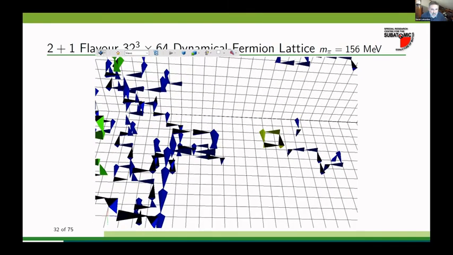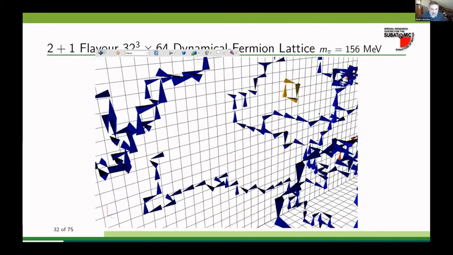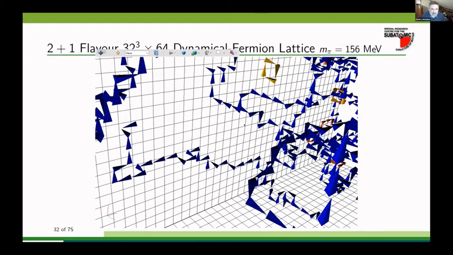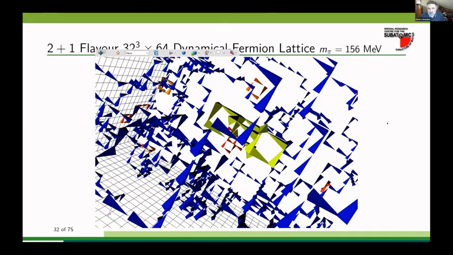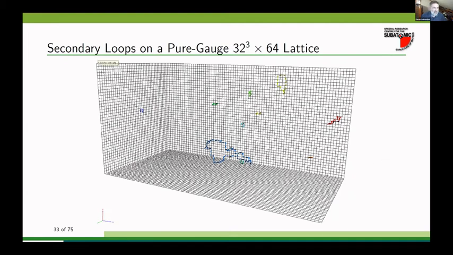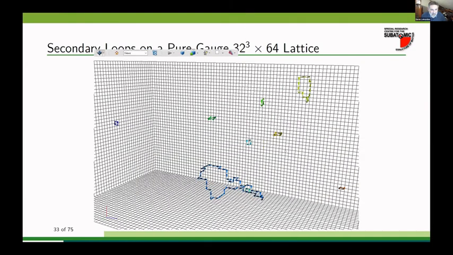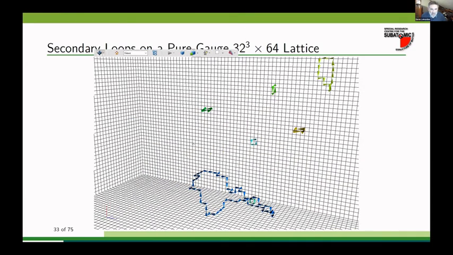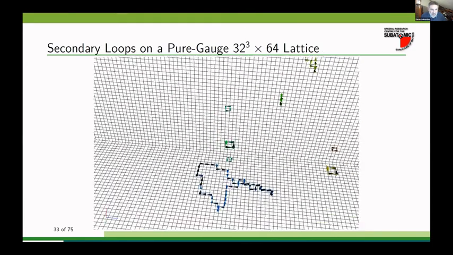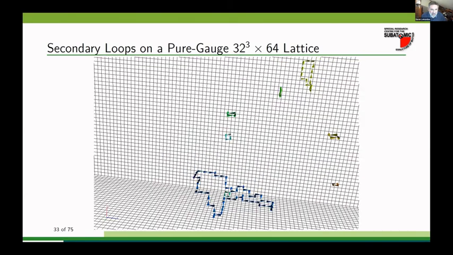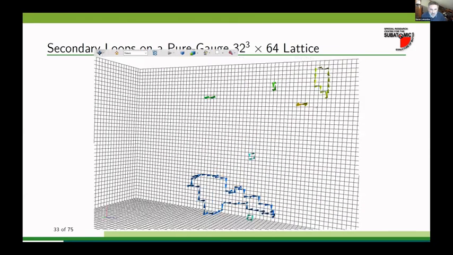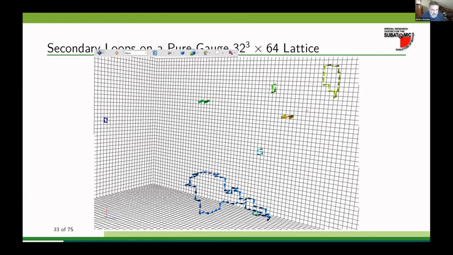But it's a huge change to the Centre-Vortex structure in the process of introducing dynamical fermions. Here's one of these disconnected loops that's not part of the percolating cluster. Let's have a look at the structure of that. So here we are in the pure gauge sector, and you can see that there's very little going on in vortices that aren't connected to that percolating cluster. There's probably only 2 structures here that are worth looking at at all.